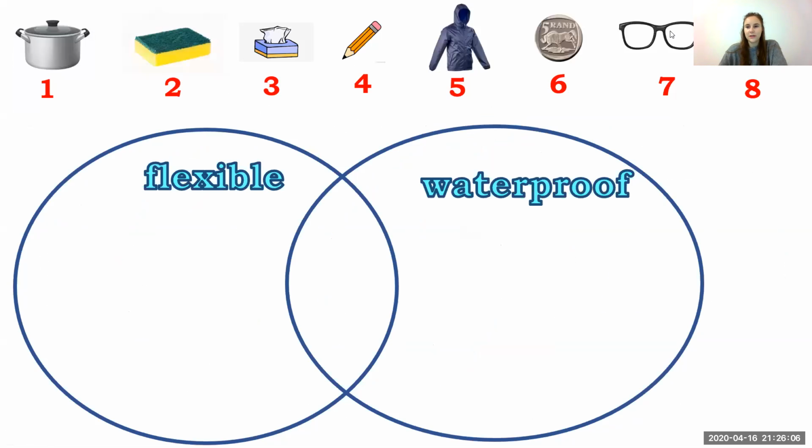Okay, now you need to look at all of these pictures, and you just write the numbers into the correct places. Is it flexible? Is it waterproof? Is it flexible and waterproof? Then you write it in the middle. If it does not belong into any group, then do not write it into the circles. Okay, so you can pause the video and then we're going to check together.